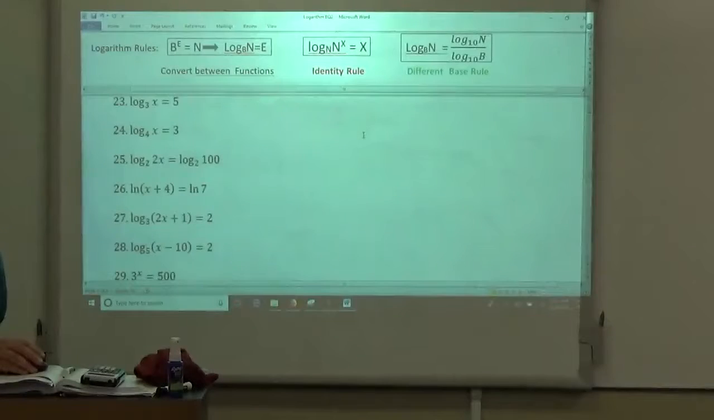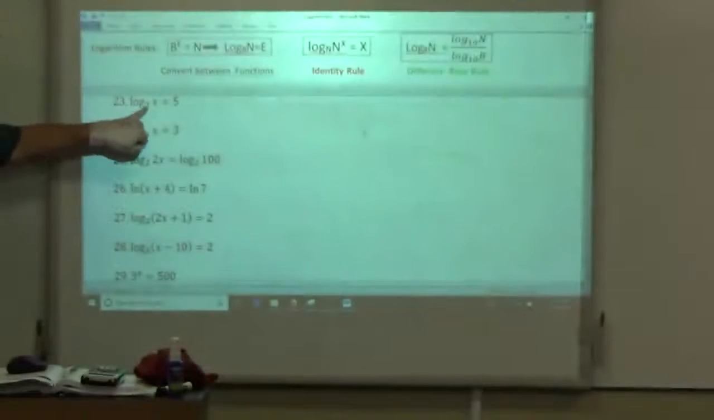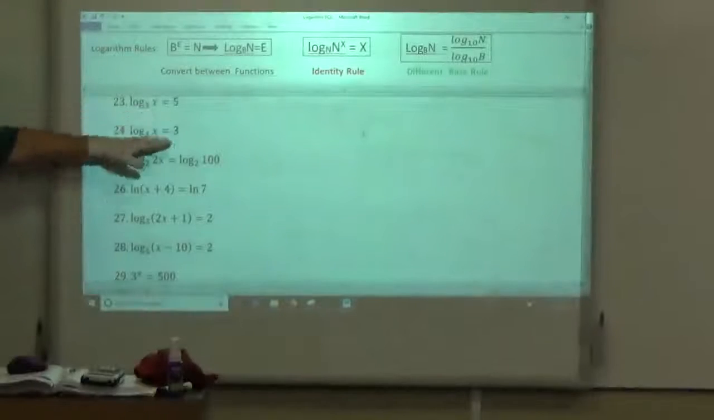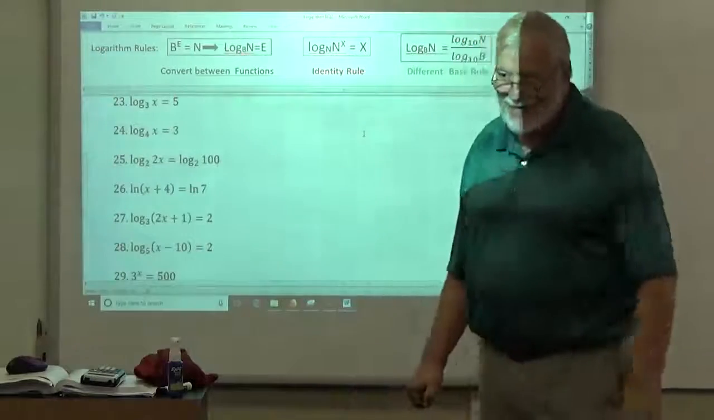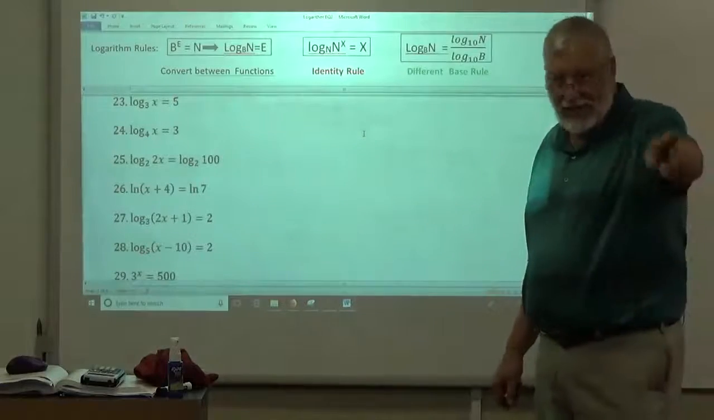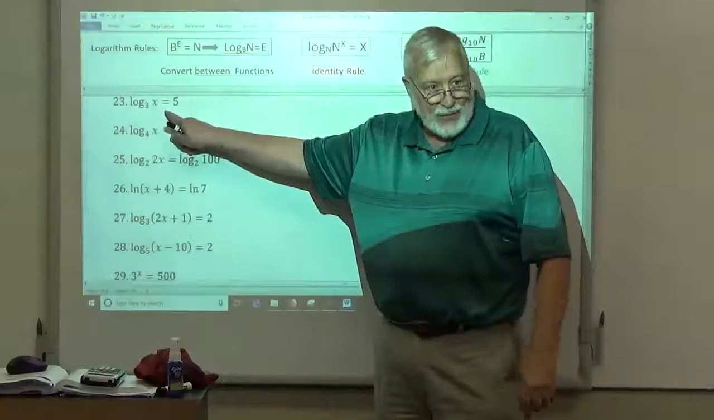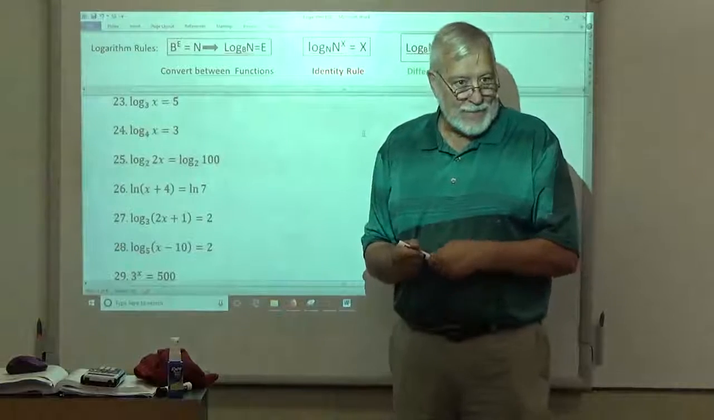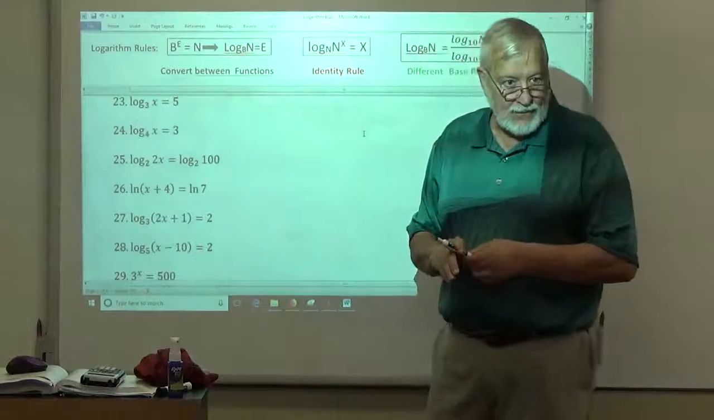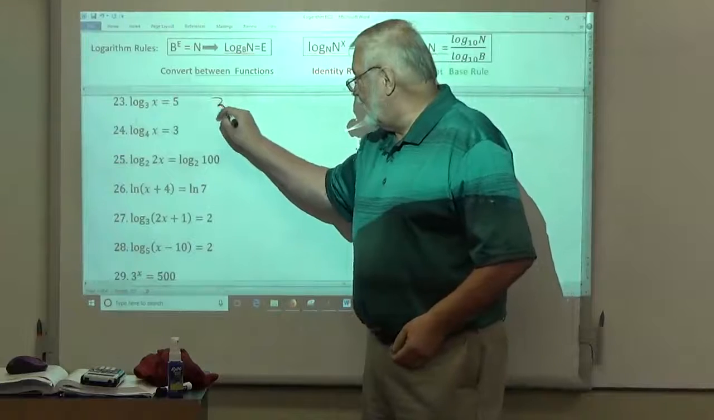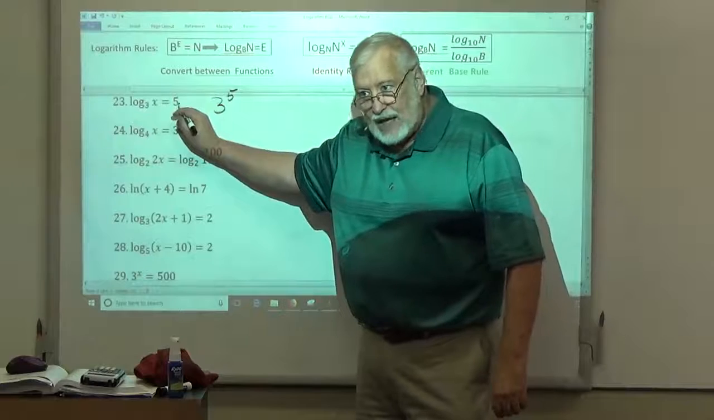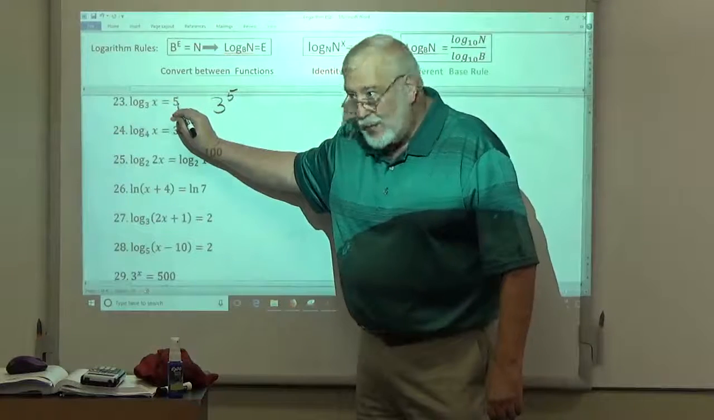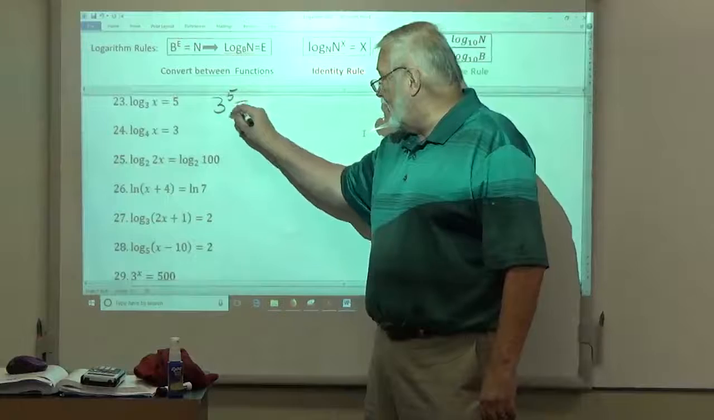Okay, so let's go to 23. All right, log base 3 of x equals 5. Okay, this is a logarithm. Can you change it to an exponent form? Yes, we can. All right, Lauren, what do you do to change this to an exponent form? You go 3 to the 5th. 3, very good. 3 to the 5th, because that's the base, and logarithms equal what? An exponent, so that's the exponent, equals x.